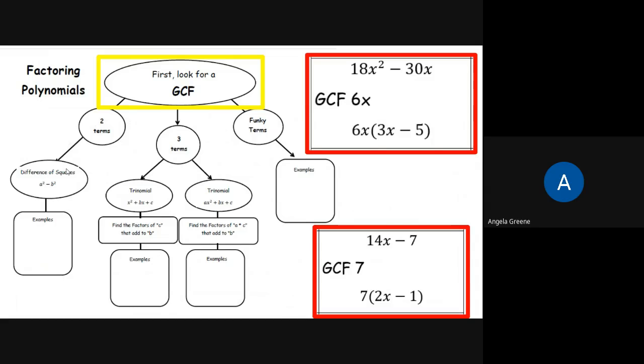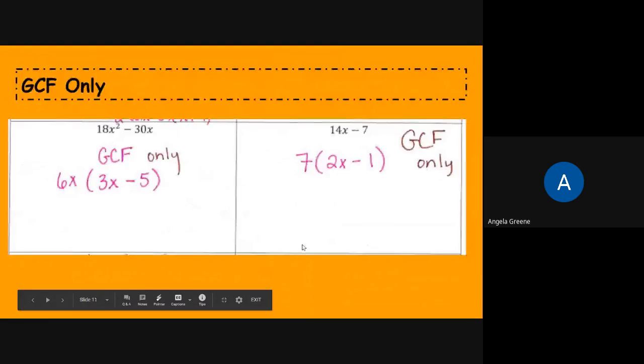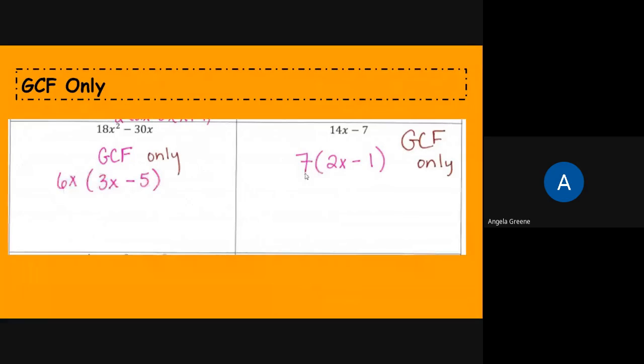Then I definitely have subtraction between them, but I have a 2x, and 2x is not a perfect square. 1 is, but 2x is not. In order for it to be a difference of squares, they both have to be perfect squares, and they're not. So this one is completely factored, and that's as low as it can go. So this is what it would look like in terms of your final answer. 7 is a factor, and then 2x minus 1 is a factor.